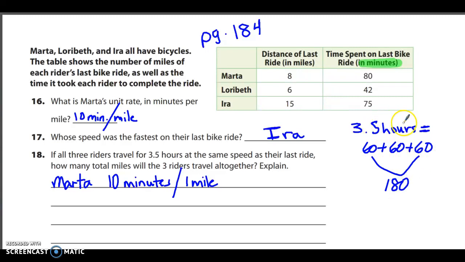And then I have another half an hour, and half an hour is 30 minutes, so I'm going to add up 30 minutes to that. So how many minutes is this? It's 210 minutes. So this question right here basically says if all 3 riders travel for, I'm going to change it to 210 minutes.